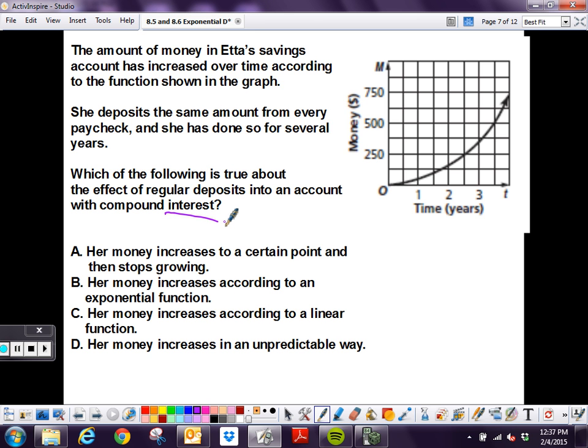So A says her money increases to a certain point and then stops growing. Well, this graph, it looks like it doesn't ever stop growing, so that's out. B, her money increases according to an exponential function. Okay, that could be an option. C, her money increases according to a linear function. Well, that graph clearly is not a straight line, it's a curve. So that's not it. And D, her money increases in an unpredictable way. Okay, this curve right here is predictable. This is why different companies will use this to figure out what's going to happen in the future. It's an exponential curve. So it is B.